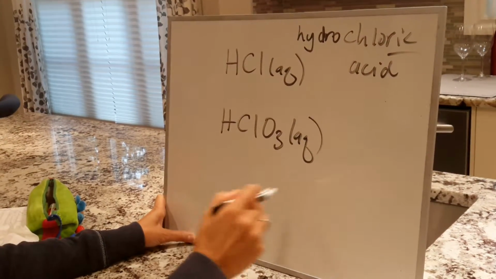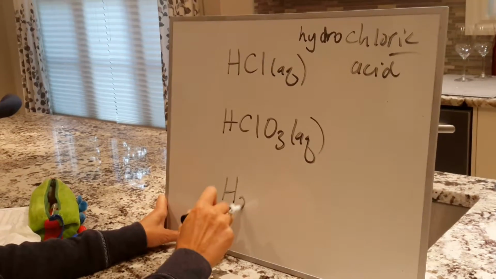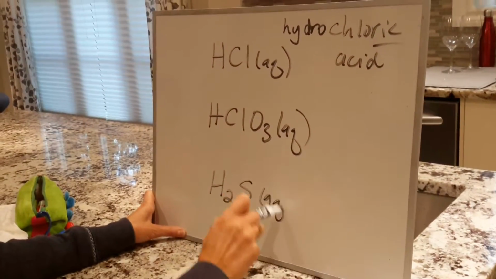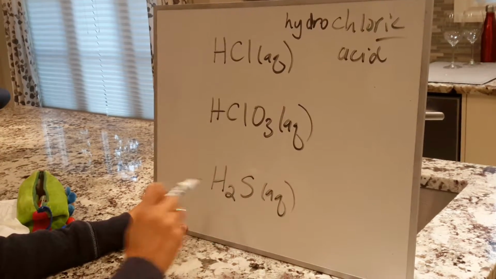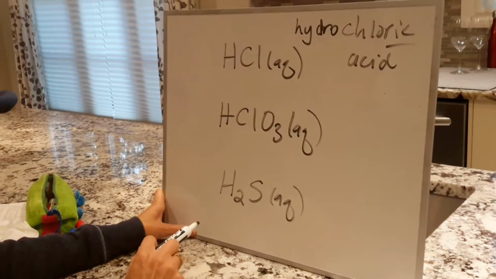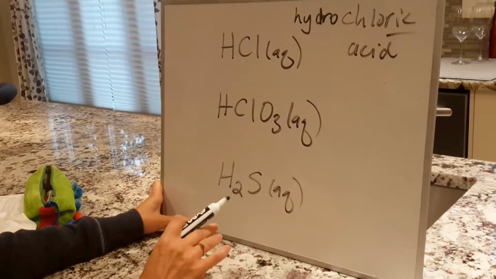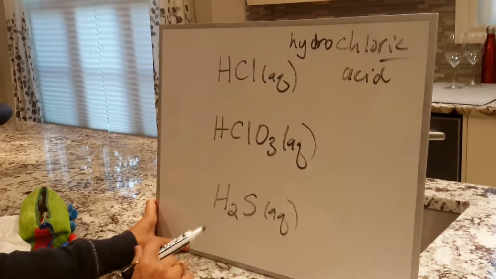So if I had, for example, H2S(aq), this would be hydrosulfuric acid. We don't indicate that there are two hydrogens there. That's not done. There's one exception when it is done, and I'll speak about that later.